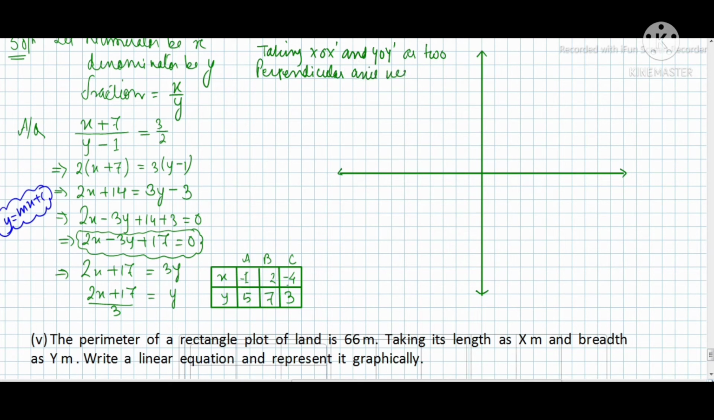We plot the points A (-1, 5), B (2, 7), and C (-4, 3), and draw the graph.